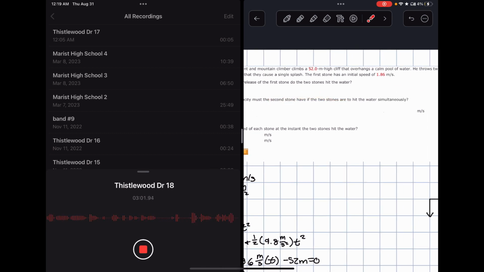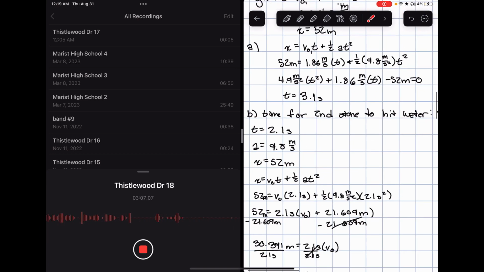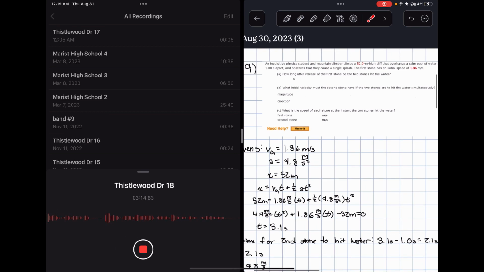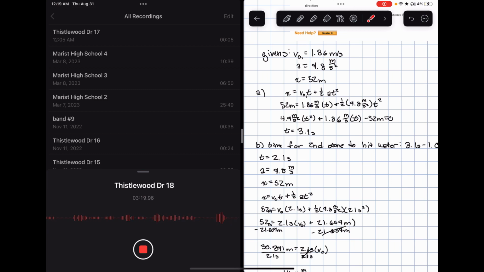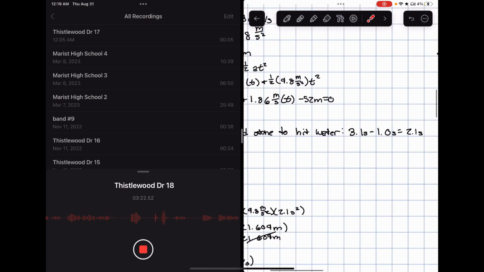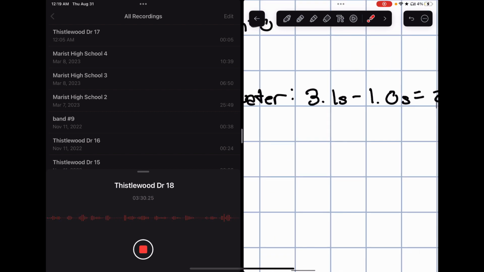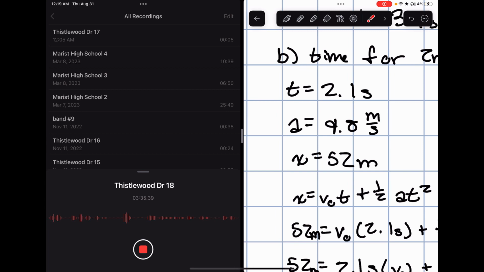Now, for part B, it asks what initial velocity must the second stone have if the two stones are to hit the water simultaneously, at the same time. Because it shows in this problem that they were thrown downward, the direction for that is going to be downward, but they were thrown 1 second apart. So, we found out the time for the first stone. Now, to find the time for the second stone, we have to subtract that 1 second. So, 3.1 seconds minus 1 second equals 2.1 seconds.